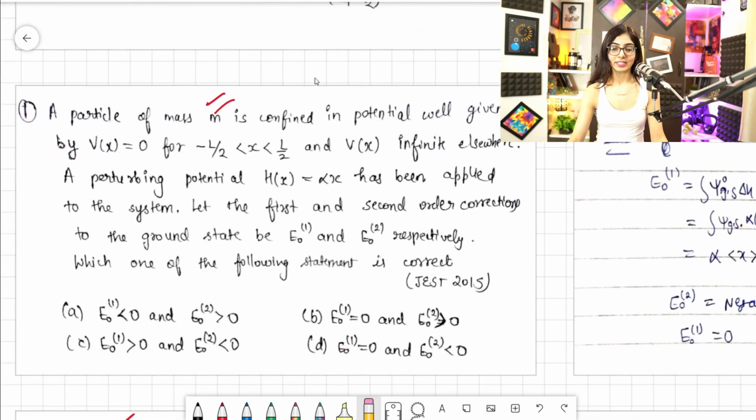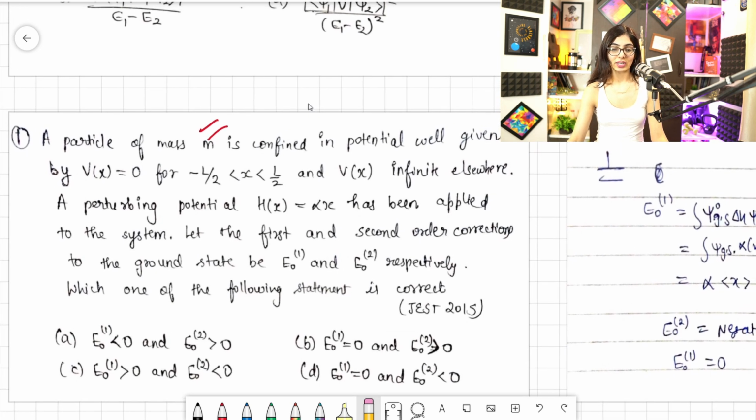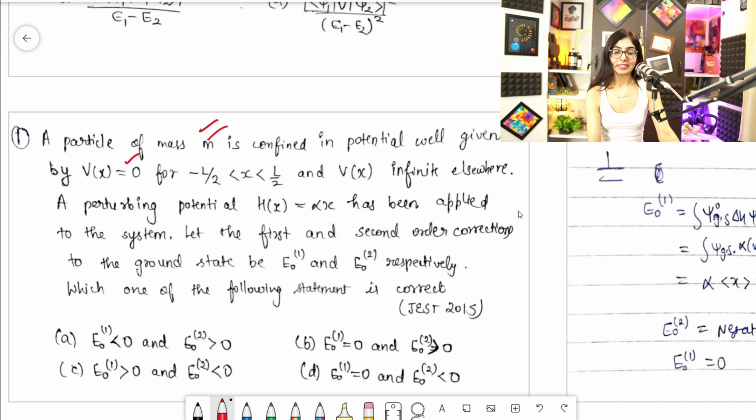Everyone, just pay attention to the screen. The question looks like this; I'm talking about this first question. What is given? A particle of mass m is confined in a potential well given by V(x) equal to 0 for x varying between minus L by 2 to plus L by 2, and V(x) is infinite elsewhere. Inside the potential well it is 0, and the potential is infinite elsewhere.